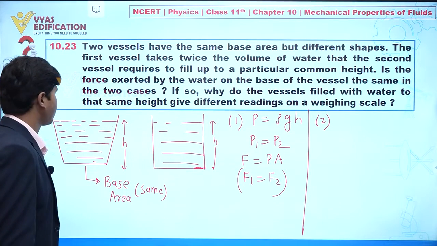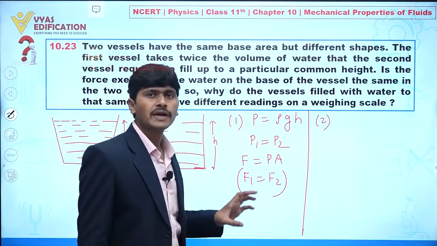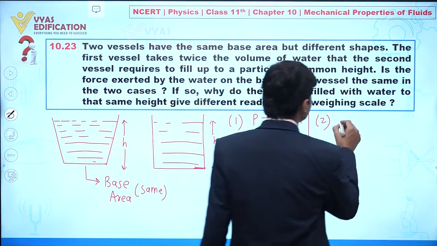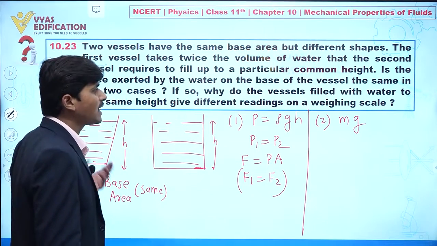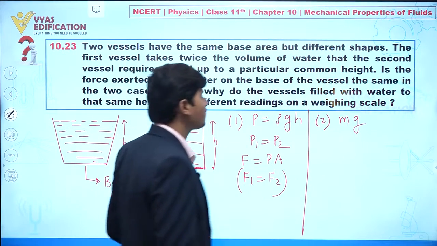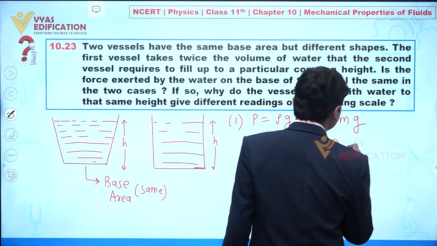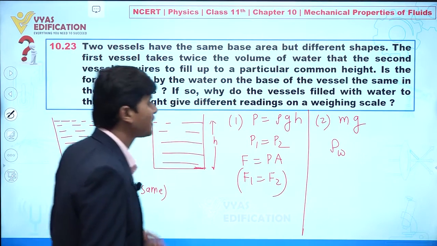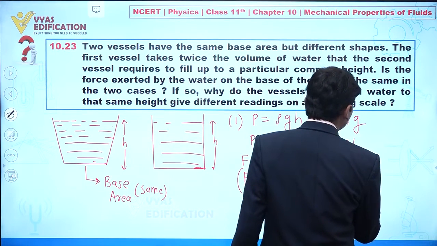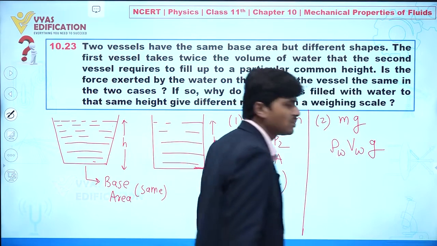Now listen carefully. The weighing scale actually provides you mg. Now mass is defined as density multiplied by volume. In both containers we have water, so the density is the same. Then there is the volume of water in the container, and g.